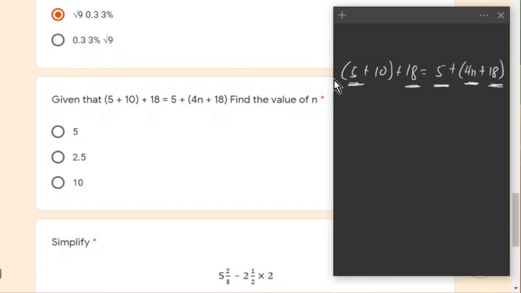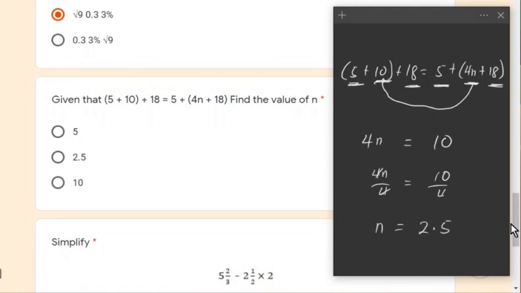So that means this 4n is the same as the 10. So we have 4n is equal to 10. We divide both sides by 4, and then we get n to be equal to 2.5. So that is the correct answer.